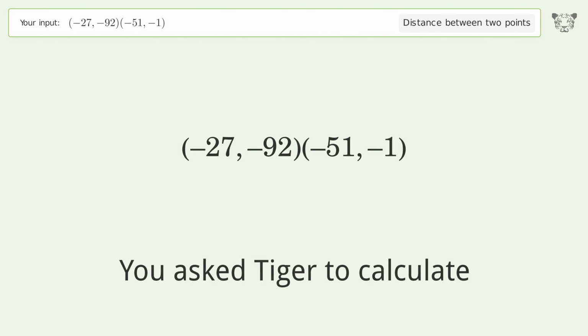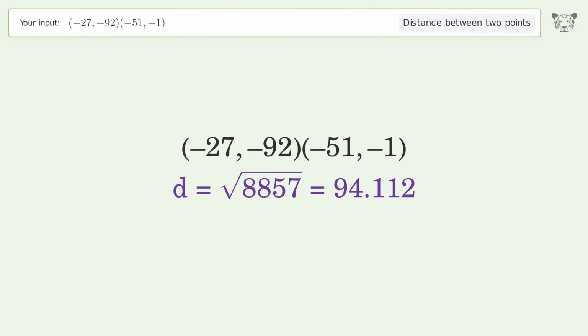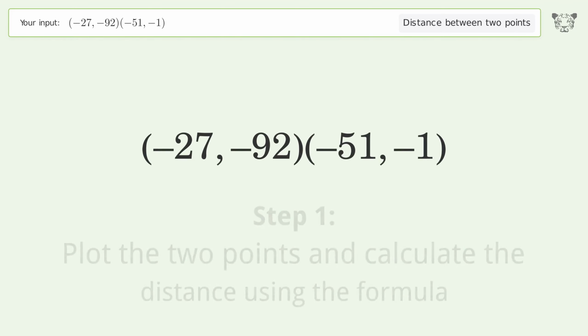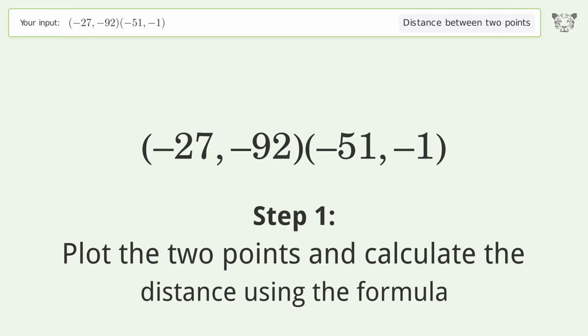You ask Tiger to calculate. This deals with the distance between 2 points. The distance between the 2 points is the square root of 8,857 or 94.112. Let's solve it step by step. Plot the 2 points and calculate the distance using the formula.